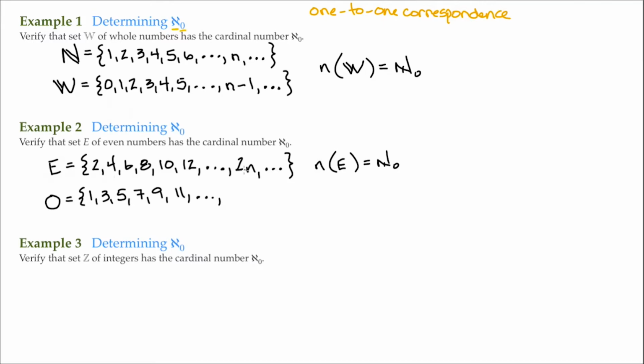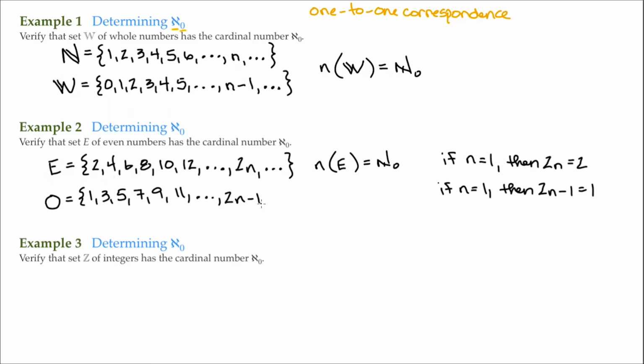Now I have to be able to figure out a general term. And think of it this way. If n is equal to 1, then 2n, which represents our even numbers, is equal to 2. So how can we get this to equal 1? Well, I guess we can say if n is equal to 1, then 2n minus 1 is equal to 1. So I'm going to try that.